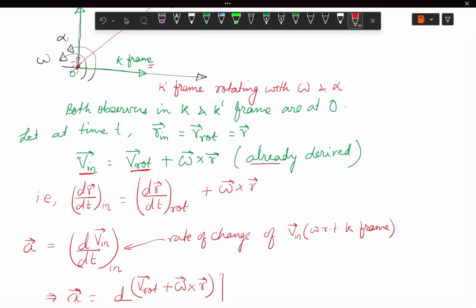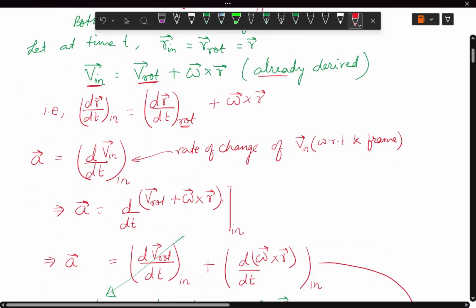Let's see here. So the V_in vector is nothing but the rate of change of position vector, dr by dt, as observed with respect to the inertial observer, and it is equal to the velocity observed with respect to the rotating observer, meaning dr by dt with respect to the rotating observer, I have written rot, and mark that the R vector is the same for both the observers, and then plus omega cross R we have.